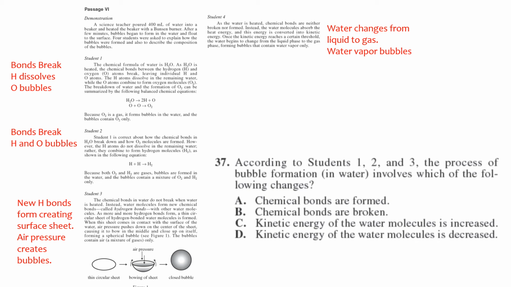According to students 1, 2, and 3, the process of forming bubbles involves which of the following changes? So chemical bonds formed or broken. Well, student 3 specifically says new bonds are created, nothing is broken. So we can eliminate choice B. There's nothing really stated about kinetic energy. So it's really just about bonds being formed in each one. And it says it in the reading for each one that new bonds are formed. So the answer is A. That's just a reading question. Did you understand what you read?